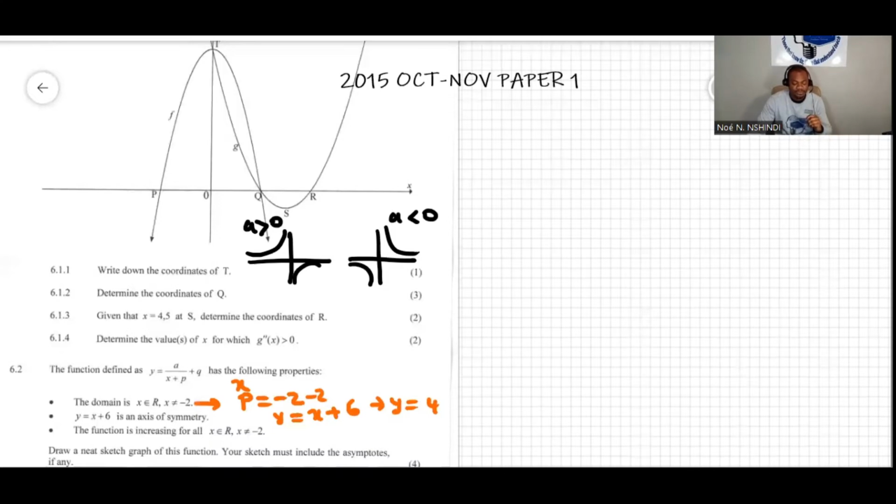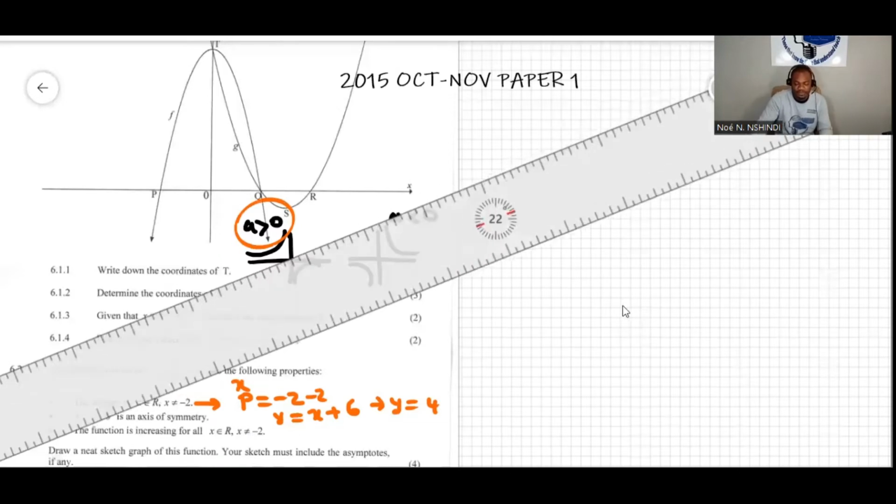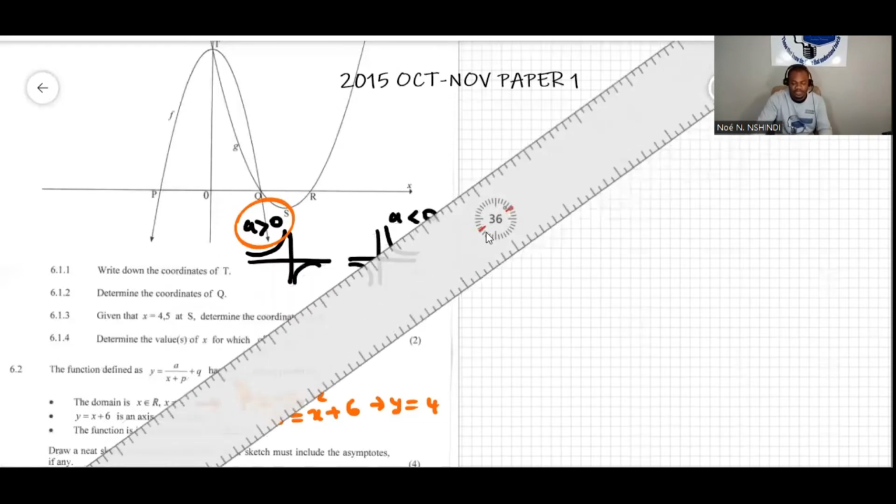Now, the last property says that the function is increasing for all x elements of R except for the value x equal to -2. Because it's increasing, that means a is positive, a is greater than 0. Now the hyperbola will look like this. Now let's draw the graph. I'm going to draw my graph over here.